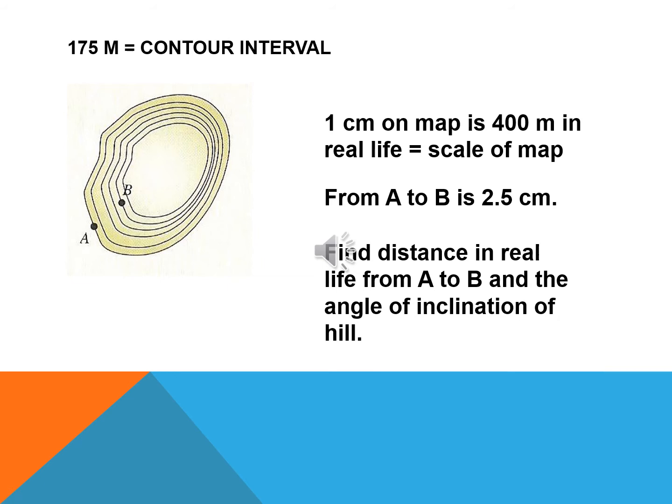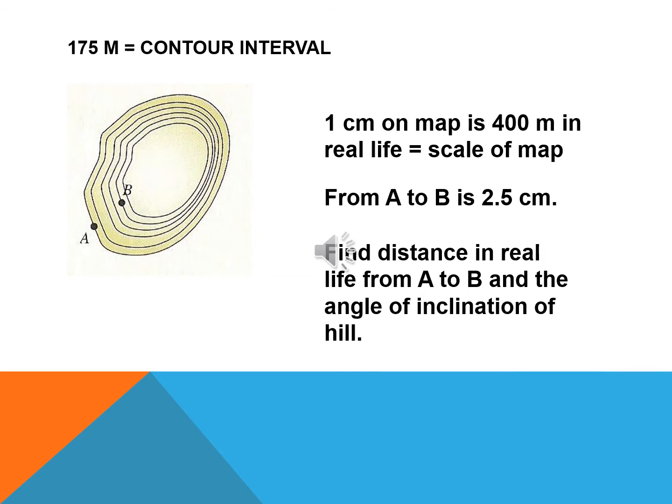Here we have a very simplified contour map in which the distance in elevation between each ring is 175 meters. So every time you jump from ring to ring, it means you're going up or down by 175 meters. On this particular map, if you measured with a ruler 1 centimeter, it would be equivalent to 400 meters in real life. On this map, we're going to suppose that when we measured with a ruler from point A to point B, it was 2.5 centimeters.